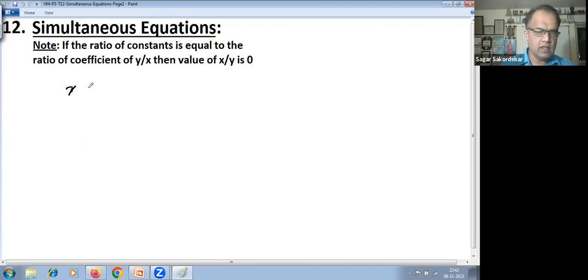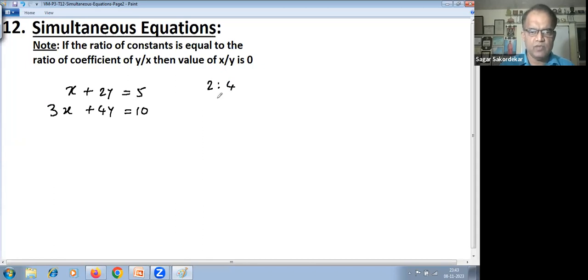So x plus 2y equal to 5, and the second equation, 3x plus 4y equal to 10. Now you see the ratio. The ratio of coefficient of y here is 2 is to 4, and the ratio of constant, 5 is to 10. So it is 1 is to 2. Both ratios become 1 is to 2. So the ratio of constants and the ratio of coefficient of y are the same. So x here is 0. So directly you can write x equal to 0.